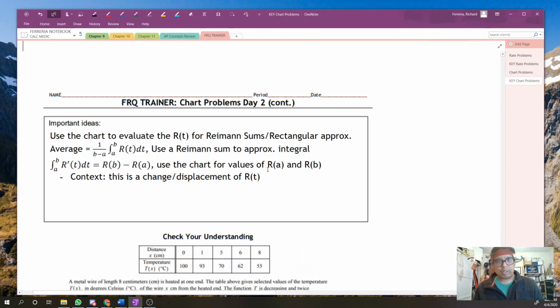So you're going to use the chart to evaluate Riemann sums or rectangular approximations. We talked a lot about that in the last video, so we're not going to do that so much here. The average is going to be the same average, but in this case, you're finding the average of a rate. Okay, so the average of a rate. And then finally, if you integrate a derivative, you just get a change in whatever that parent function was. Context is the change in r, or a displacement in r. Okay, go ahead and pause it here if you need to copy that down. And I'm going to move to the next problem.